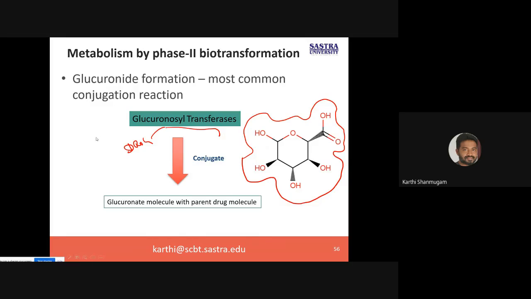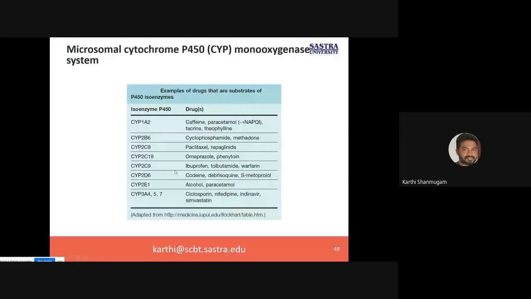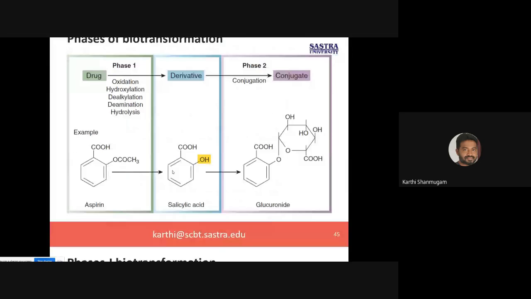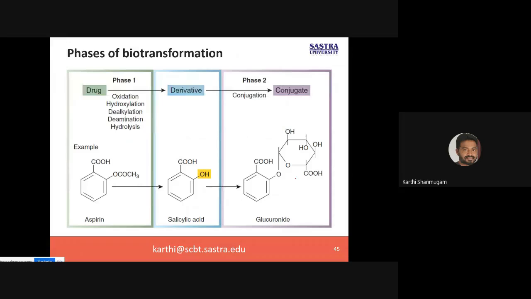So if I show this image, you can easily understand. This is the same thing that I discussed in my previous lecture. This is conjugation. Are you able to understand? So aspirin is converted into salicylic acid. We can say this reaction is a hydroxylation reaction, addition of an OH group.